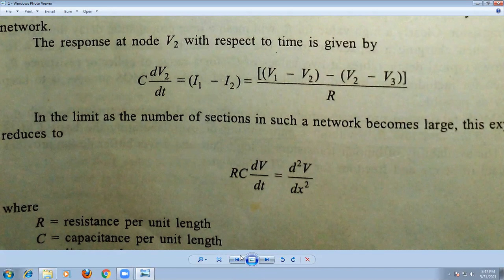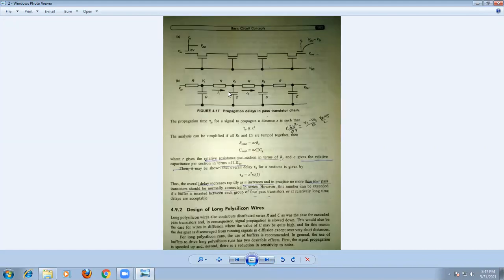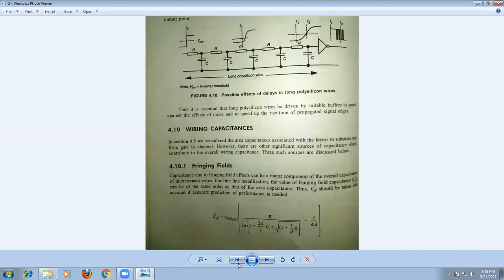Let us consider the current through this node is given by C dV by dt. The current through this capacitor is equal to C dV by dt. Just remember, this is the incoming current and this is the outgoing current. So the current at this node is I1 minus I2. We are writing the equation, that is KCL at this point. Therefore, I1 minus I2 is equal to the current flowing in the capacitor, that is C dV by dt is equal to I1 minus I2. Right? Now we can write the equation, I1 minus I2.